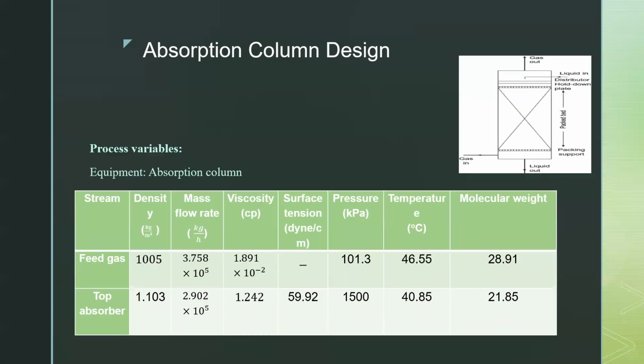And for the manual design for the absorption column, we will take those values from Aspen HYSYS for both streams, amine solution and feed gas. The values that we will take are the density, mass flow rate, viscosity, surface tension, pressure, temperature, and molecular weight.